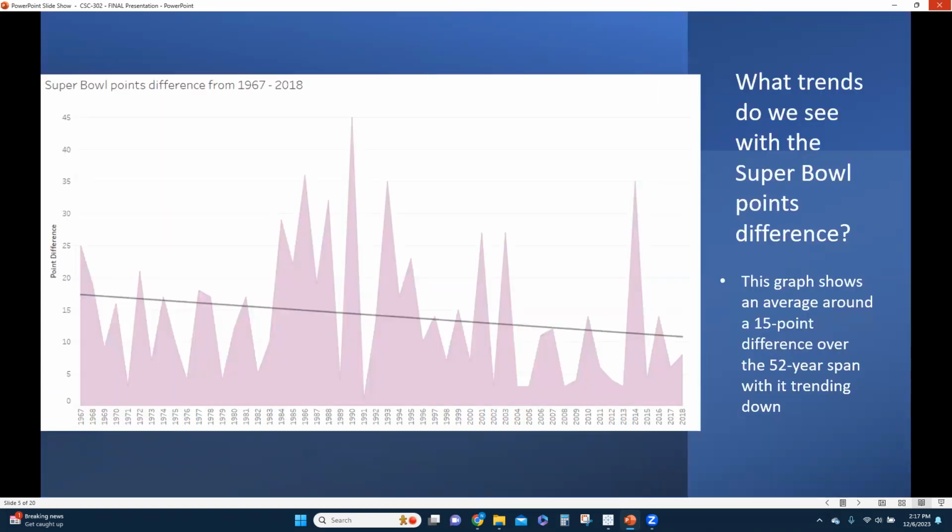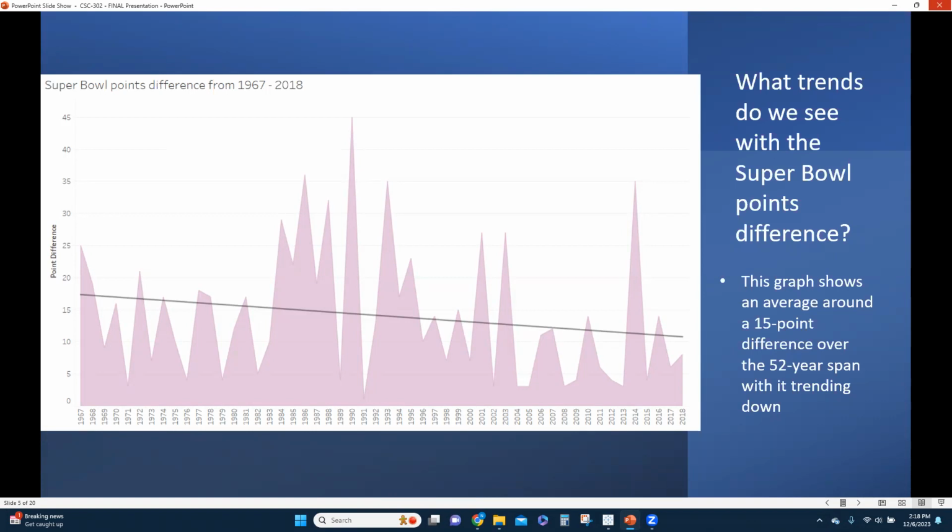This graph says, what trends do we see with the Super Bowl points difference? Looking at the difference in the Super Bowl wins versus losses, the points for each team, this graph shows an average of around a 15-point difference over the 52-year span. It looks like the trend is that the points difference is actually getting smaller.